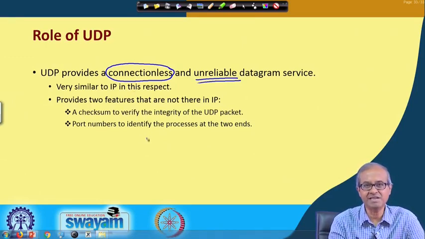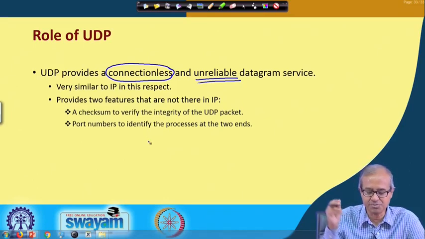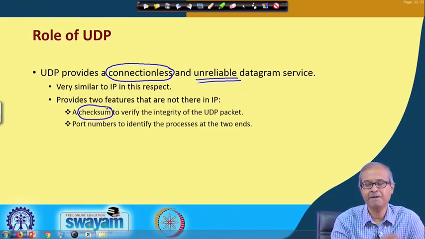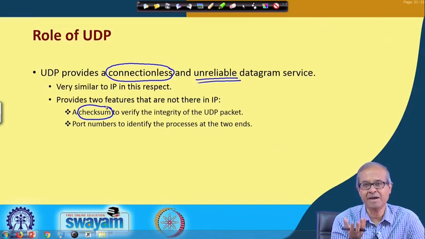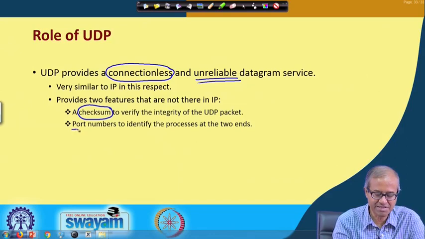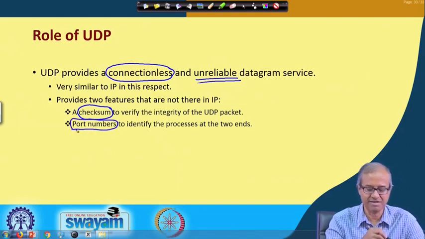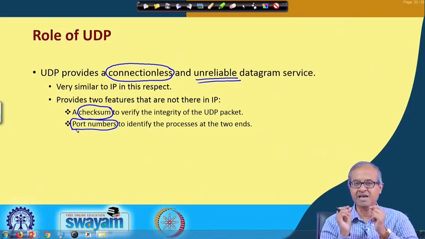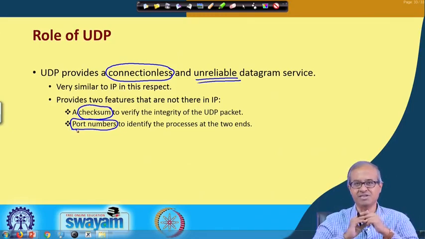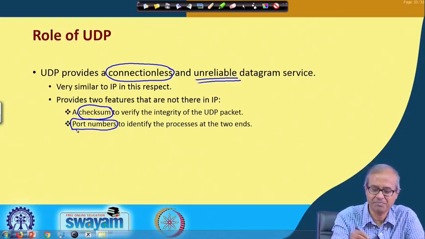There are just two additional things in UDP which IP does not have. At the transport layer level, it incorporates a checksum to verify whether the UDP packet is correct or has been corrupted. If there is some corruption, there will be a checksum error possibly, and there is something called port numbers which are also added. Port numbers actually identify the user processes that are interacting with this UDP or TCP. We will talk about this.